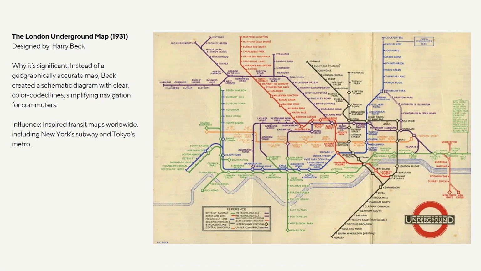The London Underground Map. This was designed by Harry Beck, 1931. You can see that Vignelli paid homage to this. Instead of having a geographically accurate map, Beck created a schematic diagram with clear color-coded lines, simplified navigation, and made it easier to use for the commuters. And the influence, this inspired transit maps worldwide. We talked about it via New York and also the Tokyo Metro.